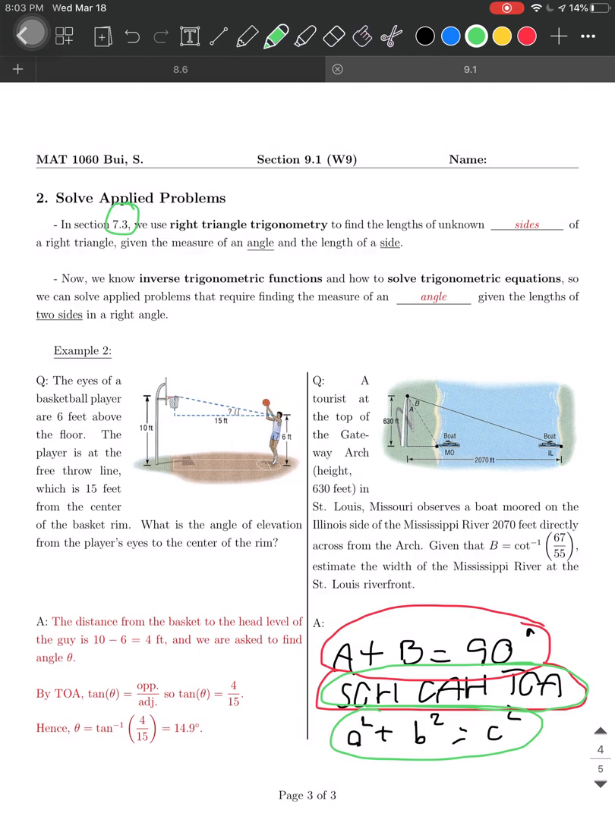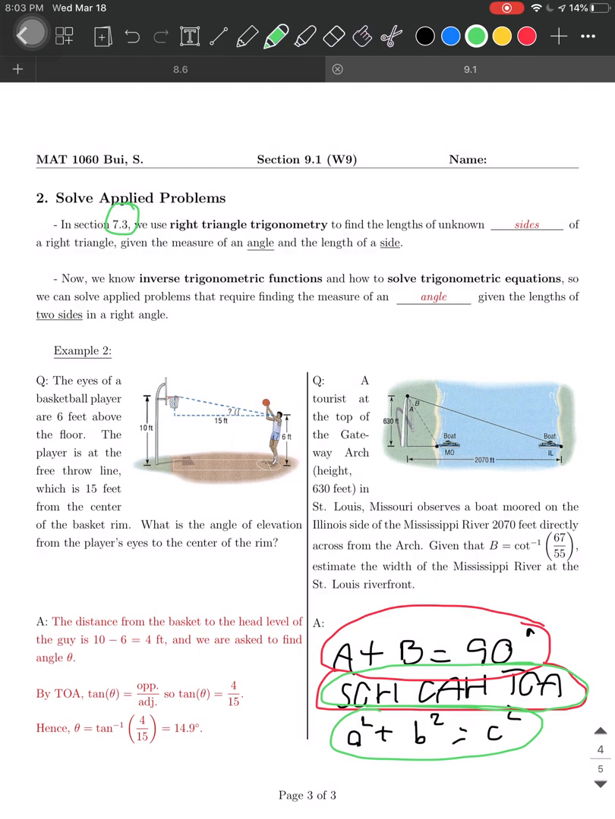For the next bullet point, now we know inverse trig functions and how to solve trigonometric equations. So we can solve or apply problems that require finding the measure of an angle given the length of 2 sides of a right triangle.